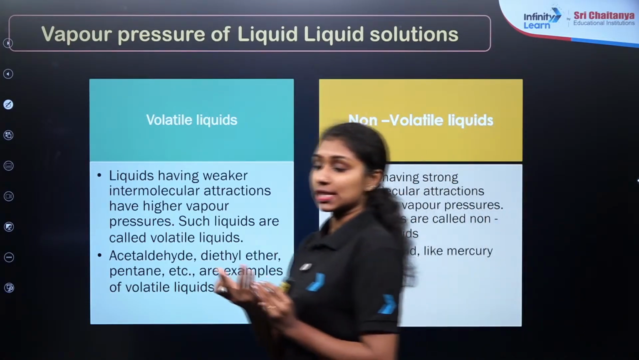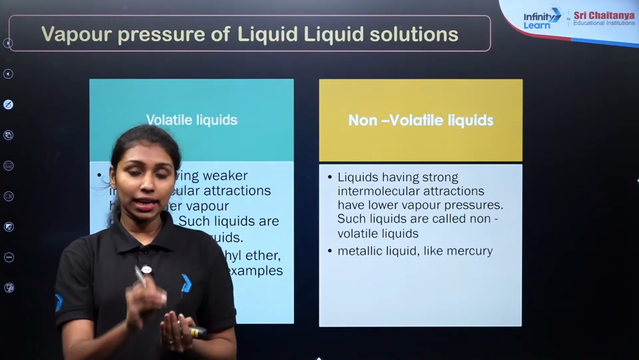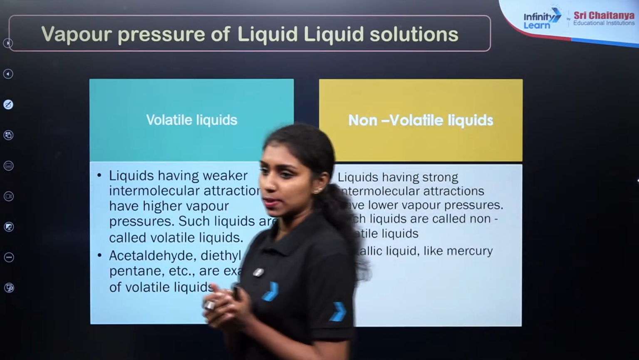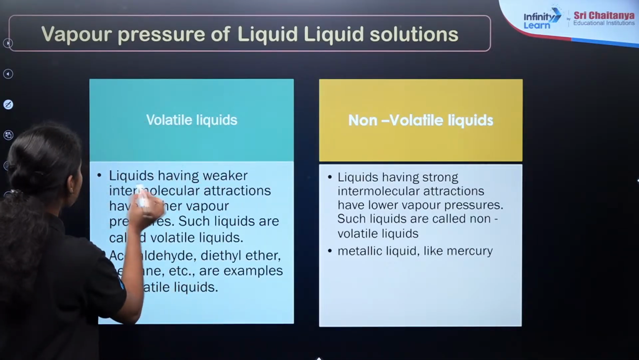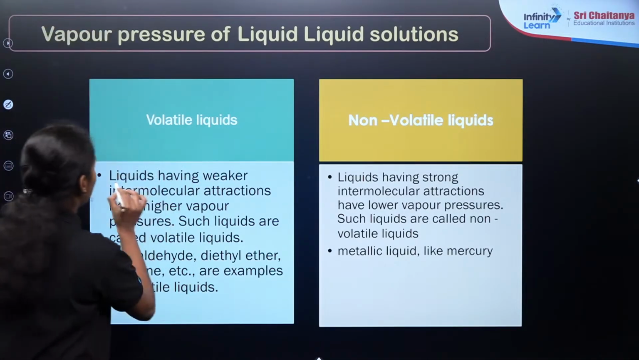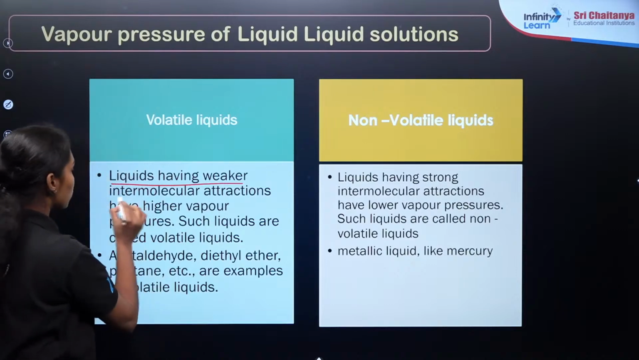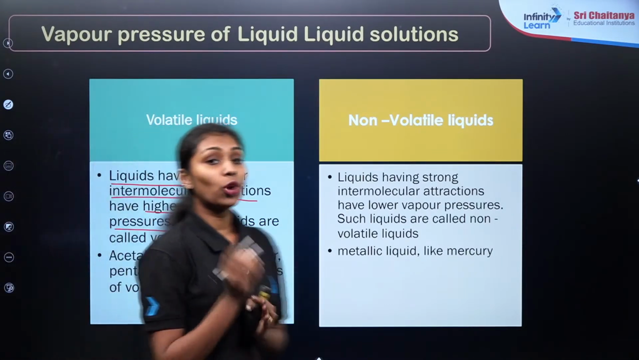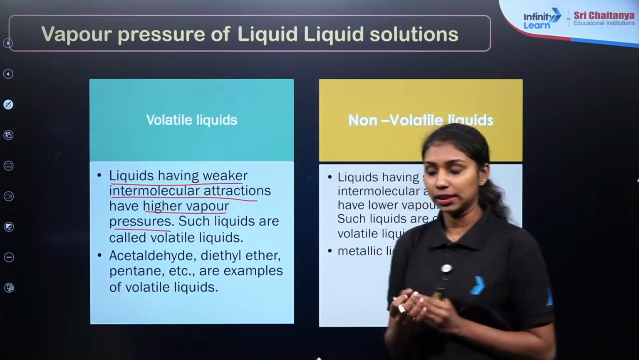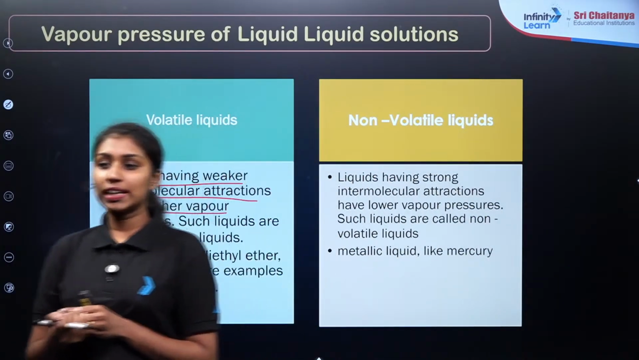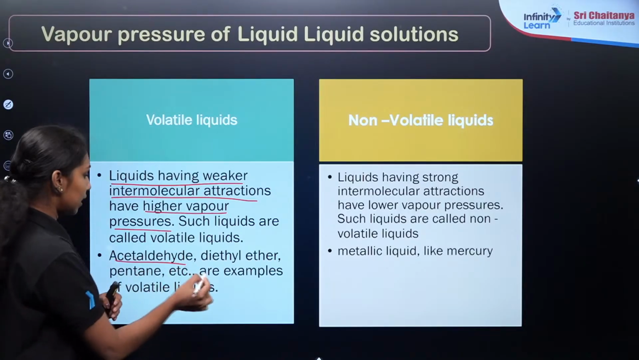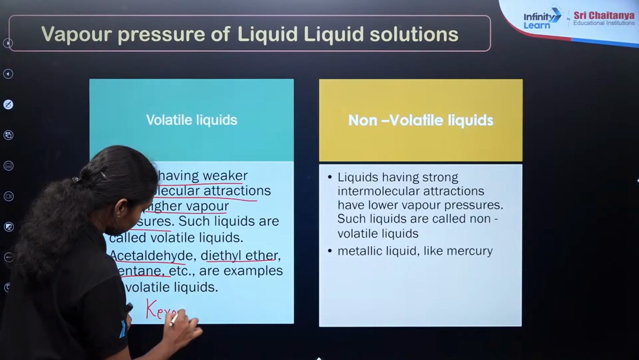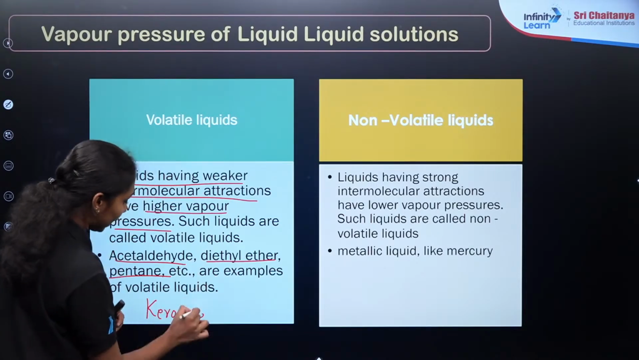the volatile liquids. In terms of intermolecular forces, volatile liquids have very weak or very low intermolecular forces, right? So liquids having weaker intermolecular attractions have higher vapor pressure. Such liquids are known as volatile liquids, which are easily vaporizable. What are the examples? Acetaldehyde, diethyl ether and pentane, and for example kerosene. This is also an example of volatile liquids, right?